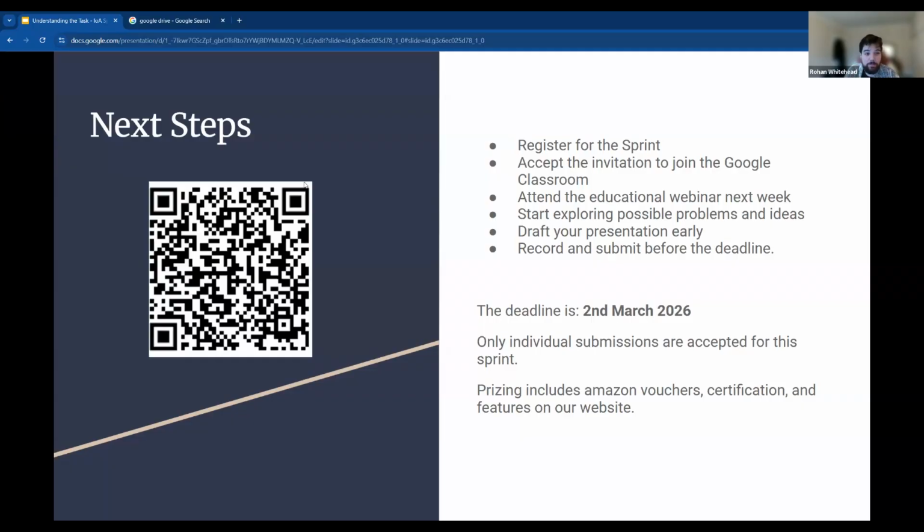So make sure you go the extra mile, explore the data and explore OpenStreetMaps as much as you can, and really set yourself apart and make sure you stand out.